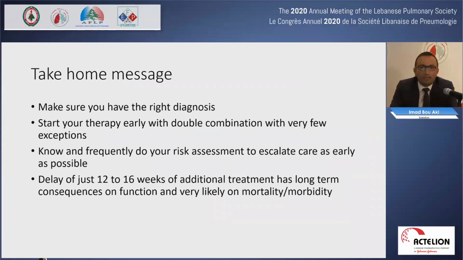So what is the take-home message? First, you make sure you have the right diagnosis, because otherwise you will have problems, especially if you have other types of pulmonary arterial hypertension. Second, start your therapy early with double combination, with very few exceptions. And you have to know and frequently do your risk assessment and use the tools to do that, to escalate care as early as possible.